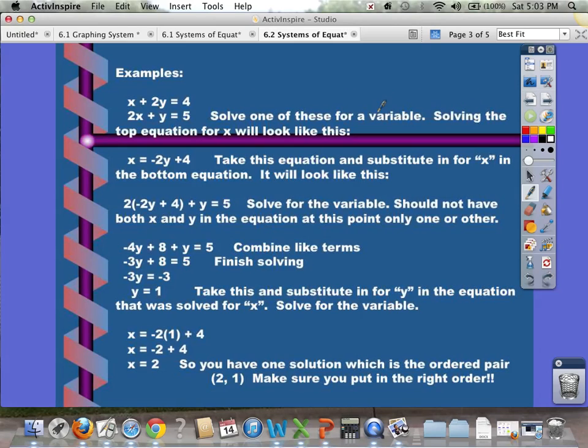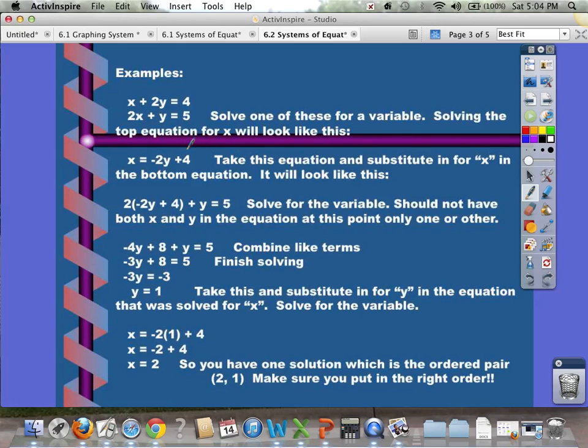Solving the top equation, if I picked that one, I would solve for x, because notice that the x does not have any coefficient in front of it other than the assumed 1. So that would be an easy one. You could also have picked the bottom one and solved it for y. It does not matter, whichever one you want to do. If we're doing the top equation for x, this is what it will look like when you finish. You move your 2y over by subtracting. So this ends up being x is equal to negative 2y plus 4.